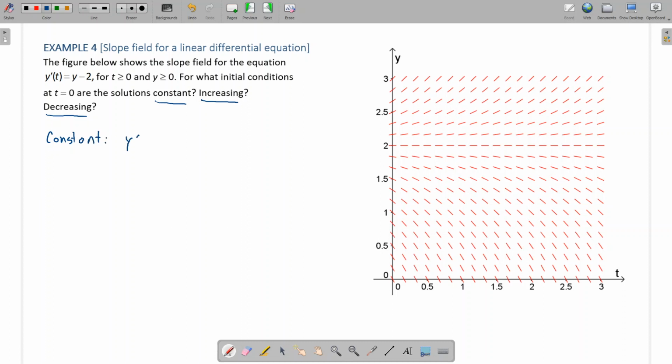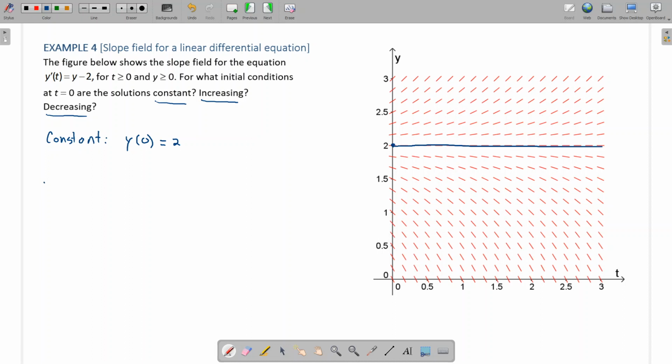We're trying to figure out what y of 0 should be so that we get a constant function. Well, constant functions have tangents that are horizontal. In other words, the derivatives would be 0. So what we're looking for is horizontal tangents. And we can see right here, starting right here, it goes all the way across. That's a constant function. So if we take the initial condition of y of 0 equals 2, we will get a constant function.